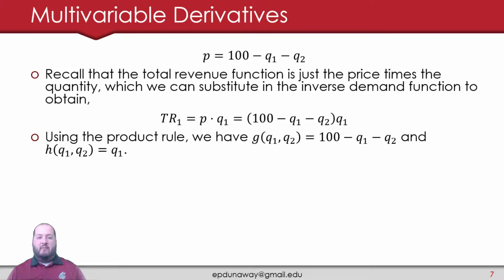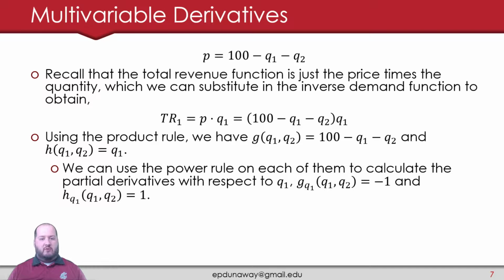My first function, g of Q1, Q2, remember it has two arguments because it has two variables, is 100 minus Q1 minus Q2, and h of Q1, Q2 is just Q1. I can calculate derivatives of both of them. I can use the power rule, and I get that the derivative of g of Q1, Q2 with respect to Q1 is equal to negative 1, and the derivative of h of Q1, Q2 with respect to Q1 is 1.